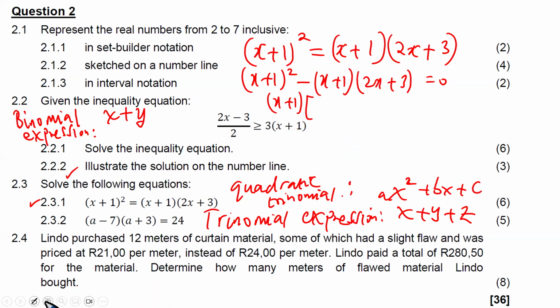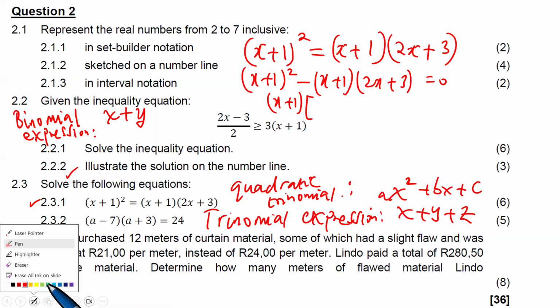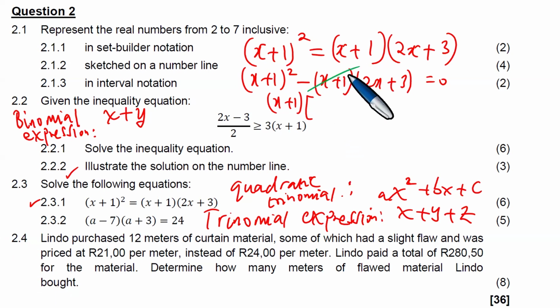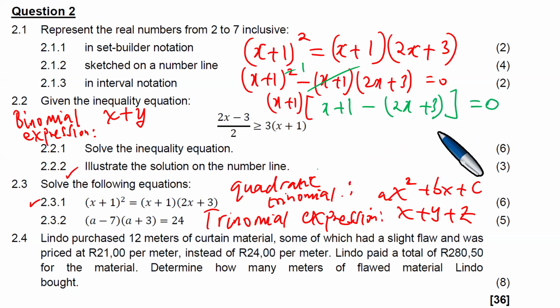But if you pull it out, then this one is going to disappear. Here we remove 1 and be left with 1. In which case we shall be left with x plus 1 minus 2x plus 3, like this. You get the point? Okay. So this is what we get: we have x plus 1 like this, and then minus, open bracket, 2x plus 3.